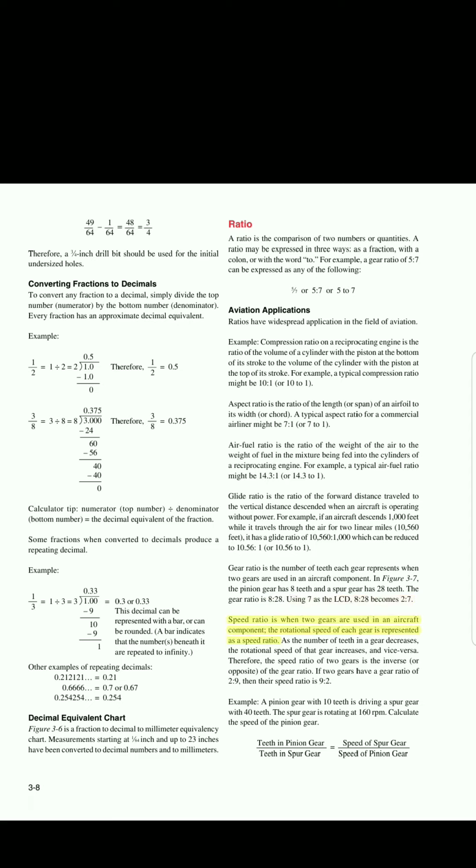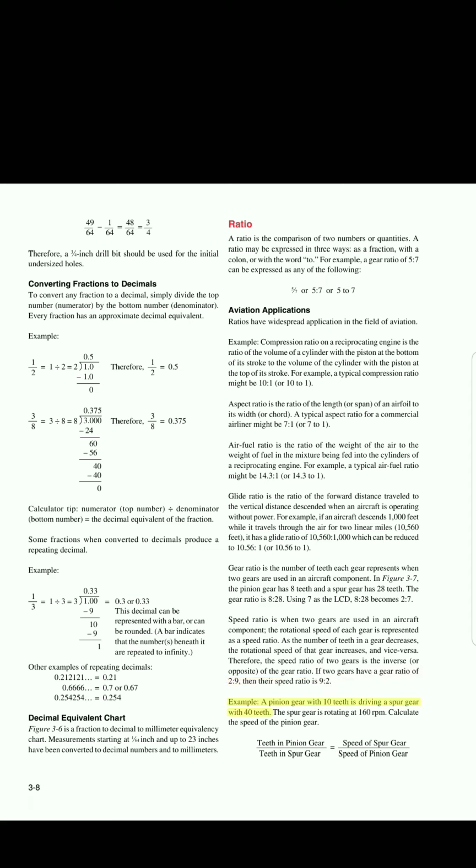Speed ratio is used when 2 gears are used in an aircraft component. The rotational speed of each gear is represented as a speed ratio. As the number of teeth in a gear decreases, the rotational speed of that gear increases, and vice versa. Therefore, the speed ratio of 2 gears is the inverse, or opposite, of the gear ratio. If 2 gears have a gear ratio of 2:9, then their speed ratio is 9:2.